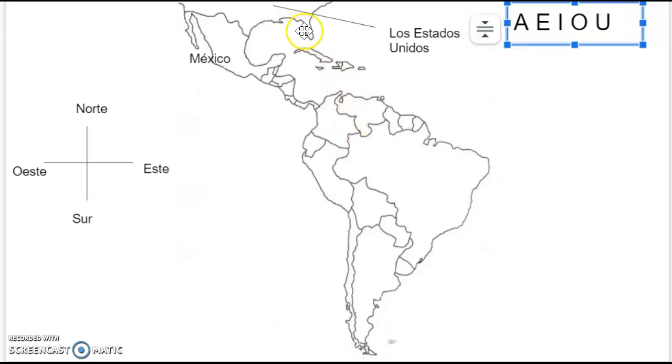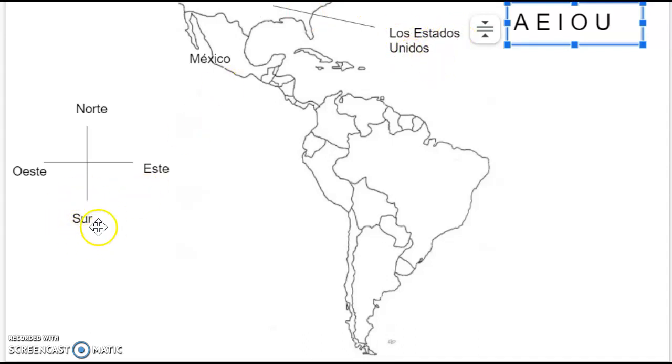Okay, so the first country we're going to talk about is Los Estados Unidos, the United States. We include the US because even though Spanish is not an official language in the US, we have the second highest number of Spanish speakers in the whole world. So we have Los Estados Unidos, the United States.